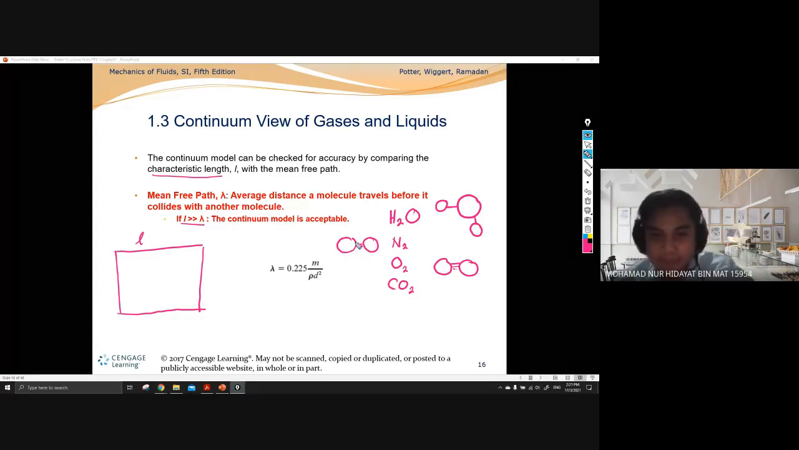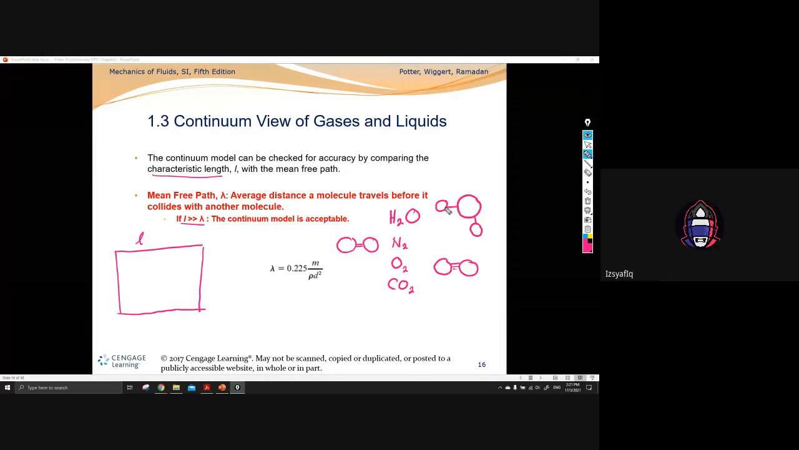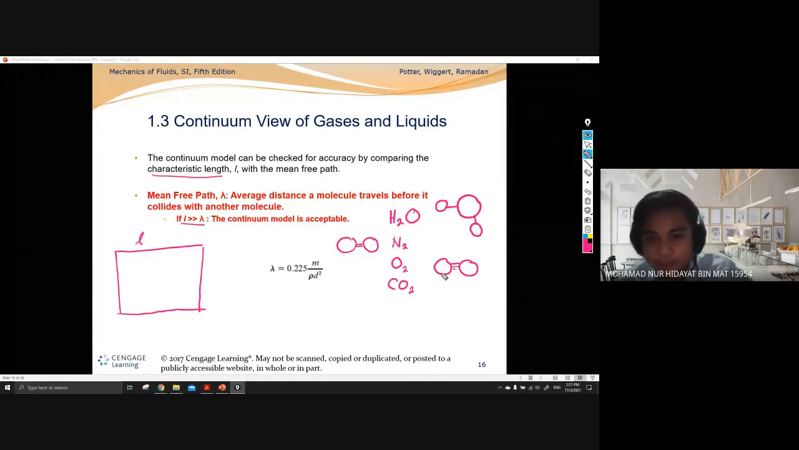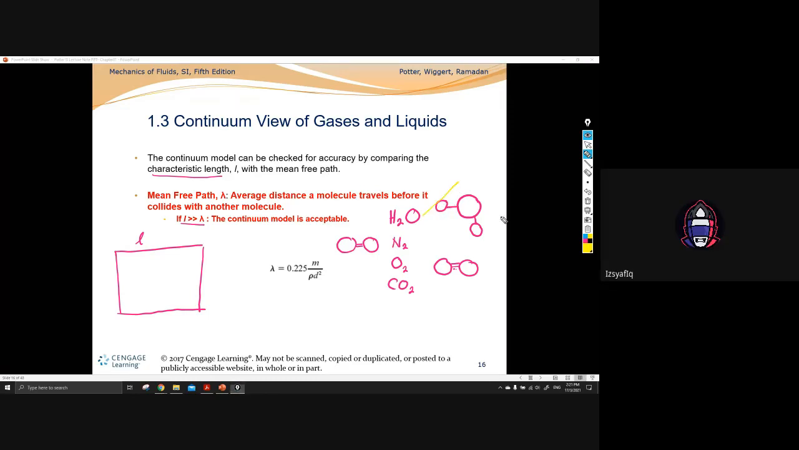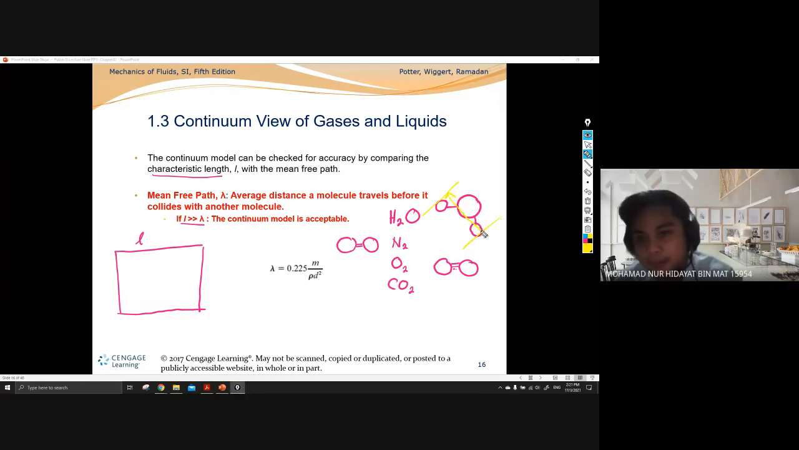Can you see these molecules have different configurations, right? Sometimes they have different bonds. This one has three atoms, this one has two atoms. How do they represent or simplify the length? They simplify the length as the maximum length here. Basically, the maximum length is what we call the representative, or the characteristic length. So for this one, this is L.